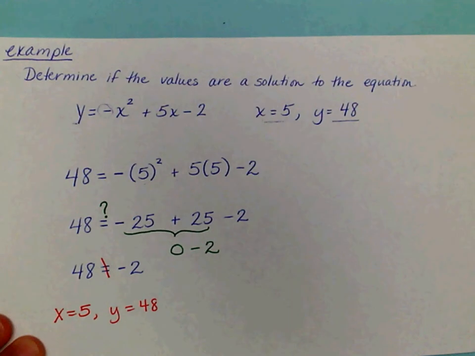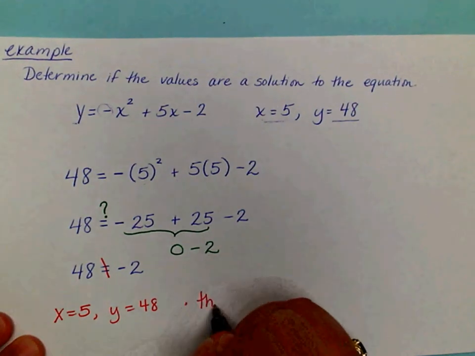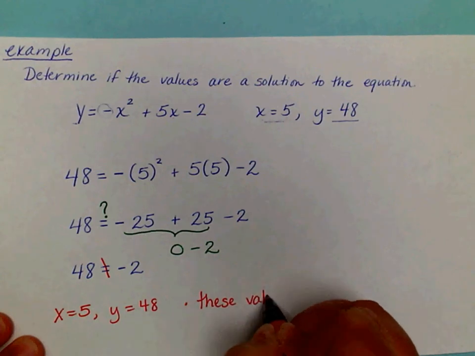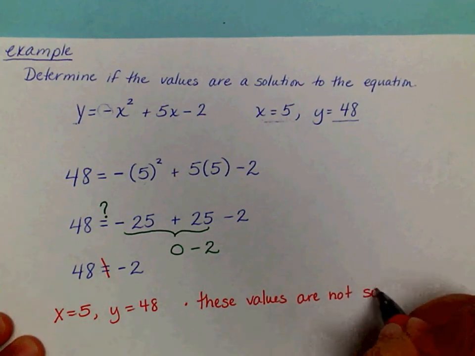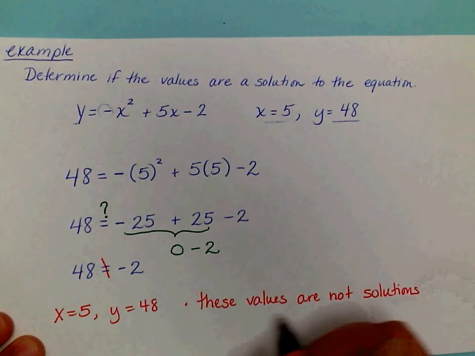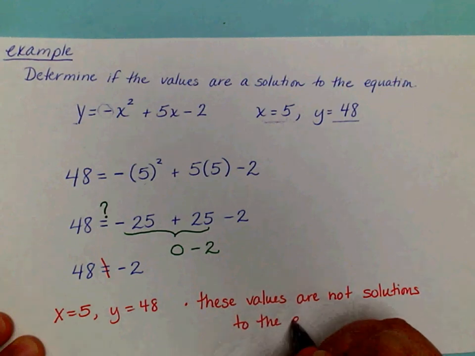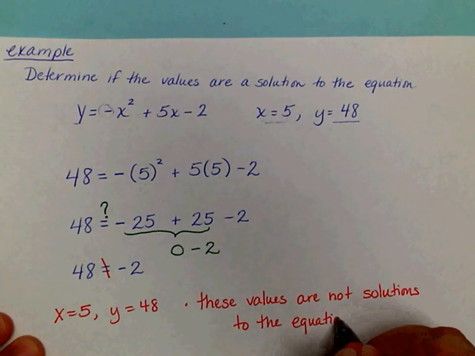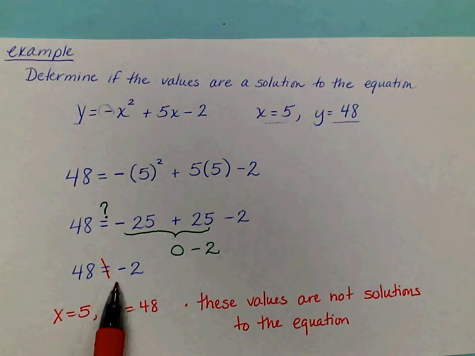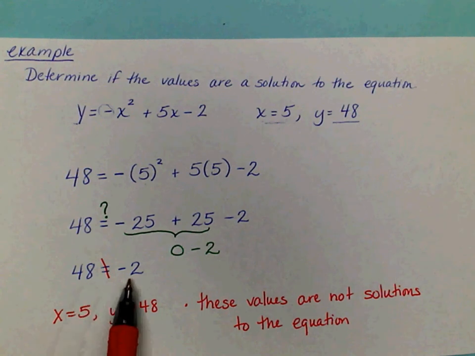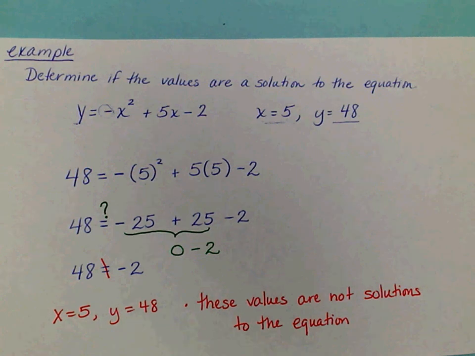Okay? So these values are not solutions to the equation. For these to be a solution, we would want this last statement that we came up with to be a true statement. So we would have something like 48 equals 48 or negative 2 equals negative 2. I hope these help you doing your evaluation problems and determining if given values are actually solutions to your equation or not.